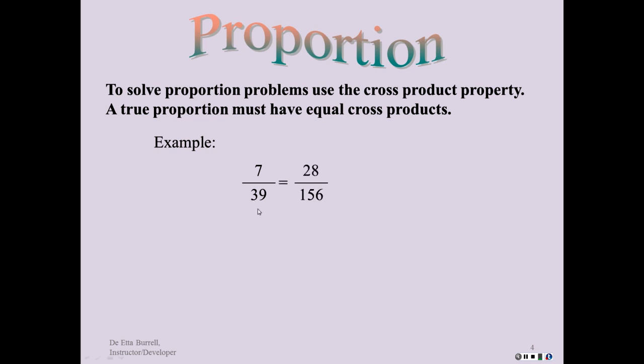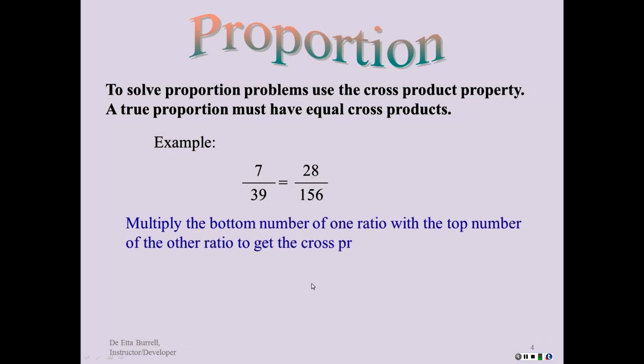So I'm going to take this proportion that I've written, 7 is to 39 as 28 is to 156, and test it to see if it's a true proportion. You have done this technique once before. I take the denominator of one and multiply it with the numerator of the other, and get the product. Then take the denominator of the other and multiply it with the numerator of the first, and get the product. As long as the cross products are equal, then I have a true proportion. Go ahead and do that and see if you can test that this is a true proportion.